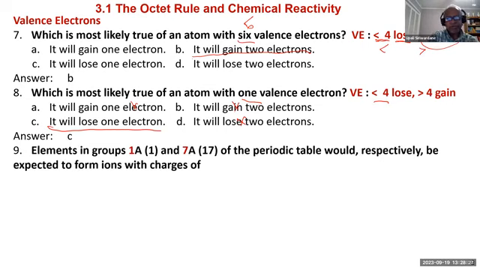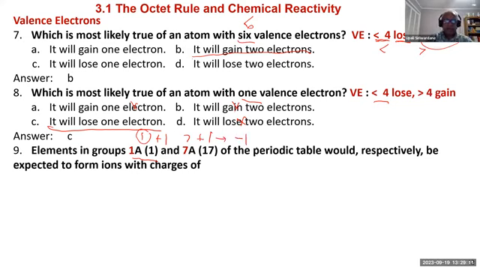Now we're going to look into a few more examples. 1A is the same as group 1, 7A is group 17. This has 1 valence electron, this has 7 valence electrons. If something has 1 valence electron, it makes a positive 1 charged species. If it's greater than 4, 7 is greater than 4, they gain 1 electron and become negative.